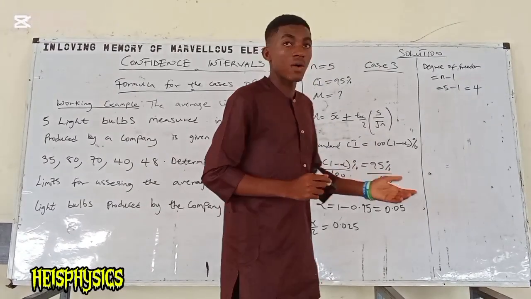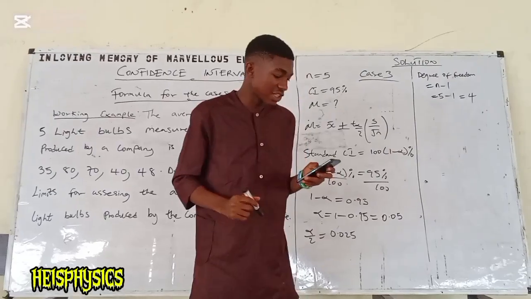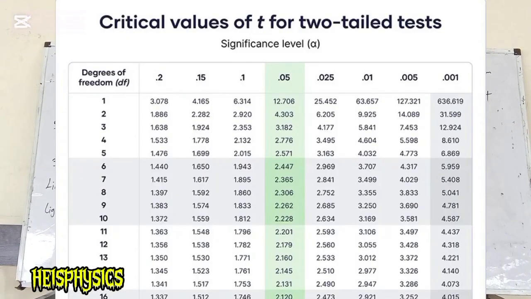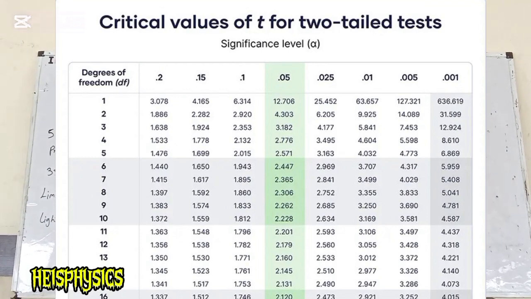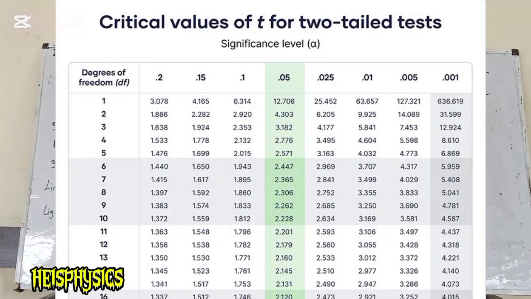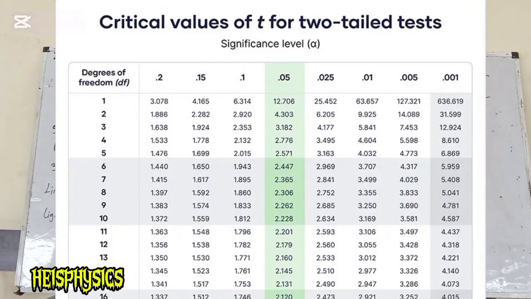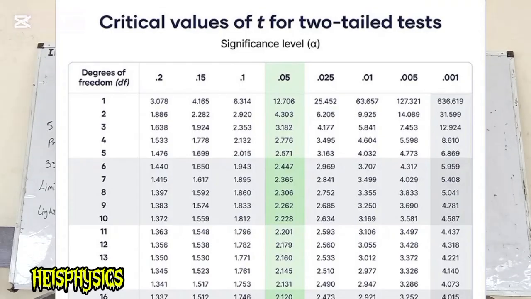And now let's go to our t-score table. So in our t-score table now, if you check your t-score table, you see a column that shows degree of freedom. So you go there to 4. So right there, degree of freedom is 4. But first, you identify what type of t-score table it is. Well, this is a two-tailed t-score table.